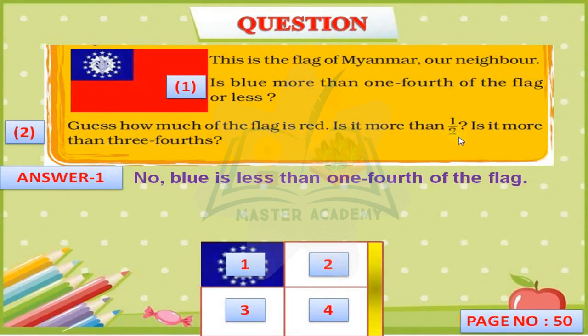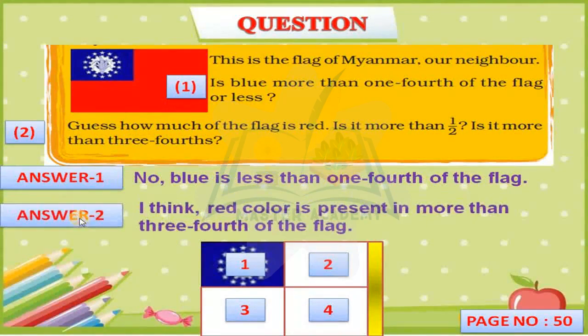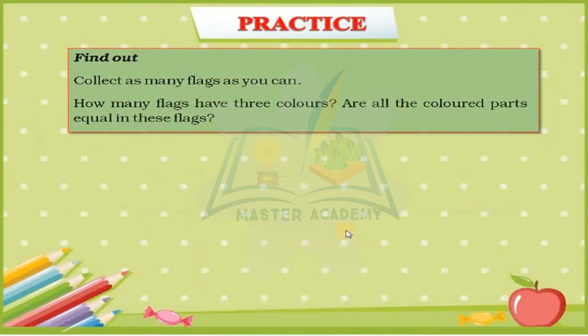Now second question, how much of the flag is red? Is it more than 1/2? Yes. Is it more than 3/4? 3/4, yes. So I have written the answer. I think the red color is present in more than 3/4 of the flag. Clear what I am telling you, beta? So all these types of questions you have to copy in your CW book. Clear what I am telling you? Understood?